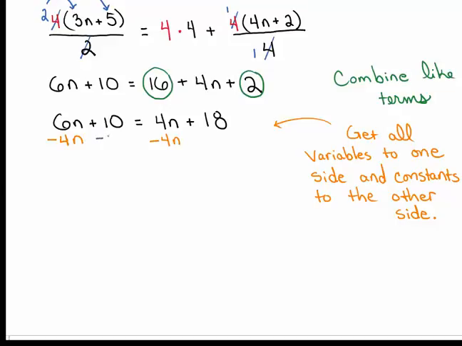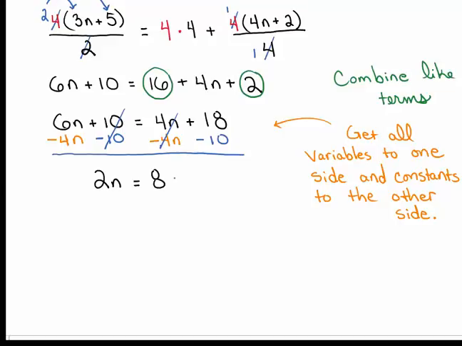Alright, so since I have positive 4n, I'm going to subtract 4n from both sides, and this 10, I'm going to subtract 10 from both sides to get down the other side. And cancel out, cancel out. I'll be left with 2n equals 8.